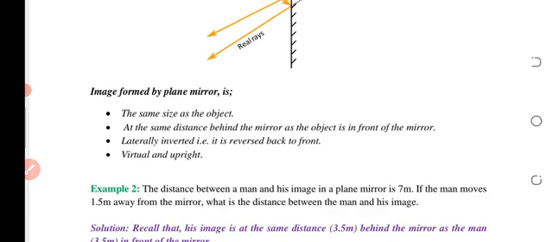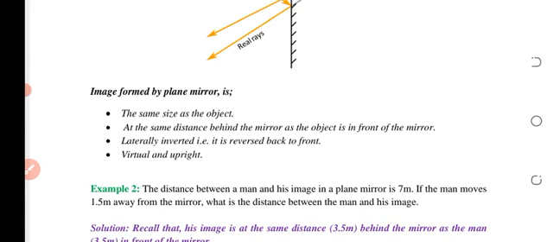Now, the image formed by a plane mirror has the same size as the size of the object. Also, the image formed by a plane mirror appears to be at the same distance behind the mirror as the object at the front of the mirror. And also, the image formed by a plane mirror is laterally inverted. That is, it is reversed back to front.